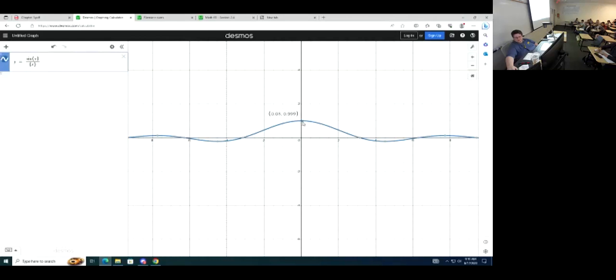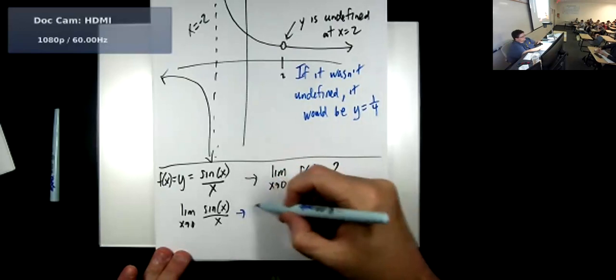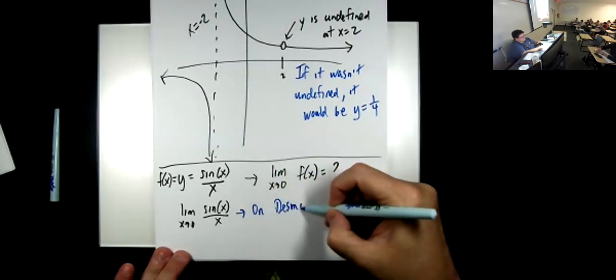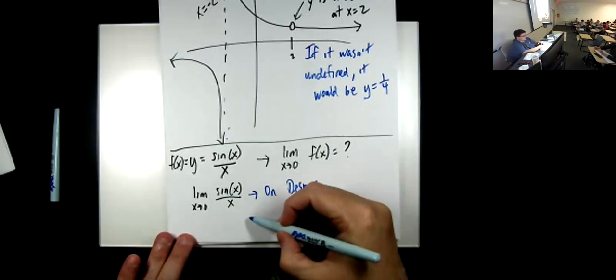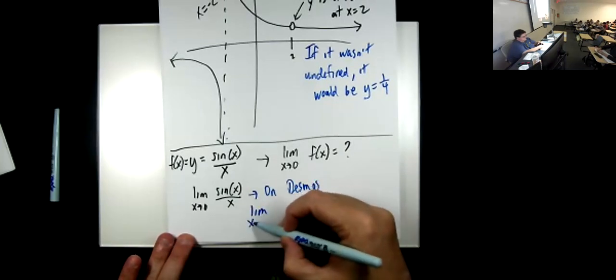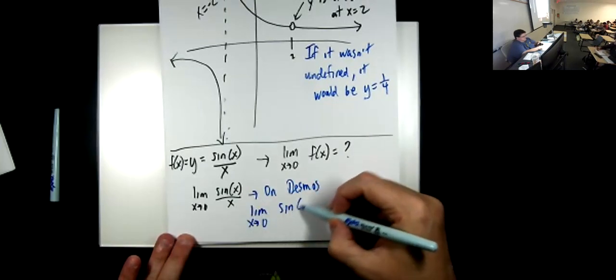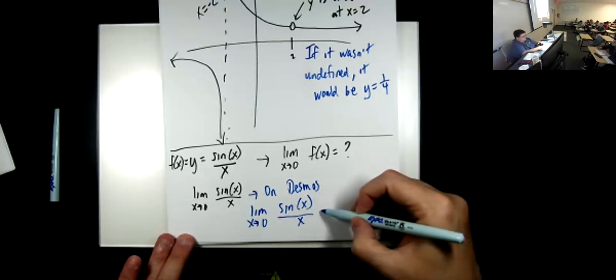And if I come from the right, it's doing the same thing. 0.99. And as we get close to x equals 0, the value of y is close to 1, but it doesn't actually equal 1. So we did this on Desmos. We showed that the limit as x approaches 0 of sine x over x equals 1.